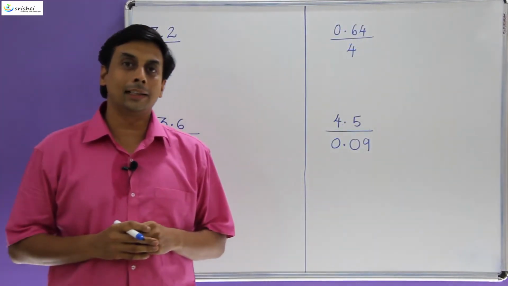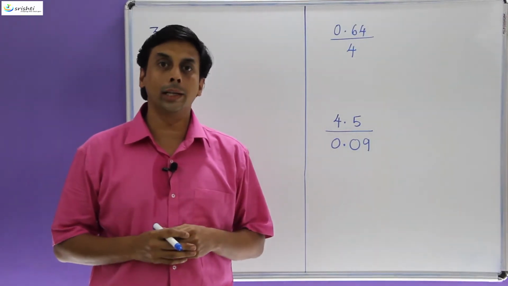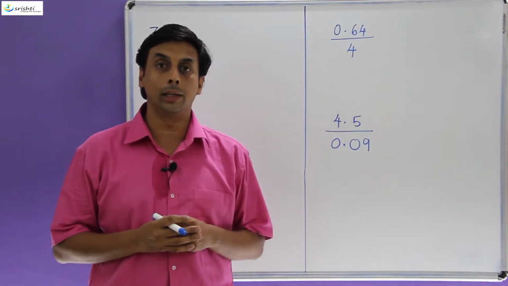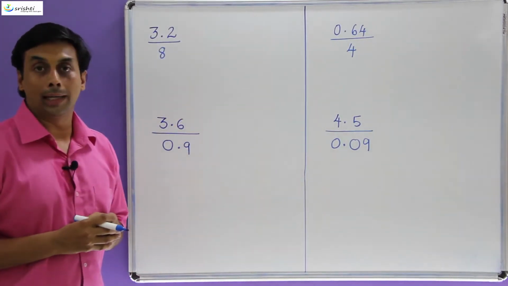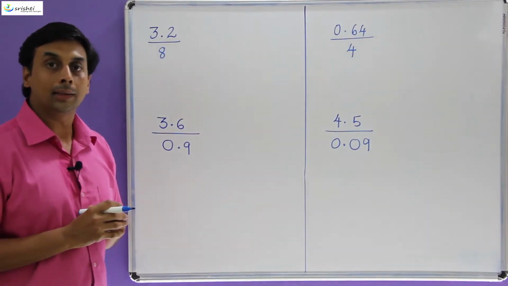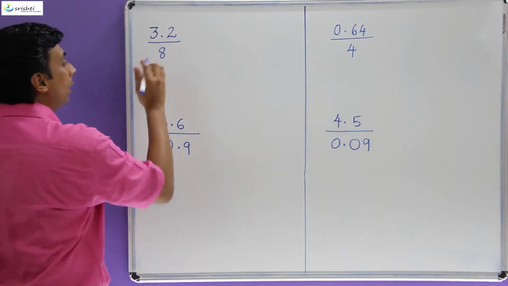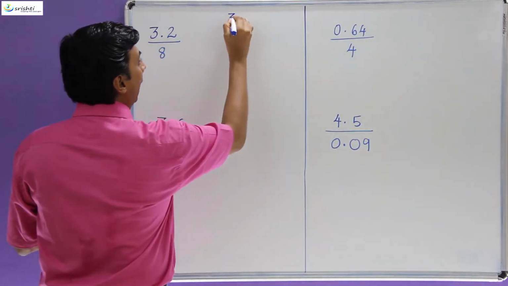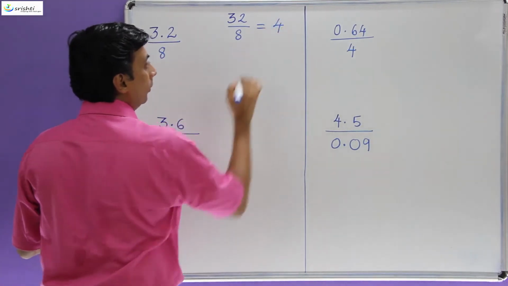So let's understand the rationale behind decimal division. Let's understand how to do it and why we do it in a certain way. The first question is 3.2 divided by 8. For the time being, let's ignore that there is 3.2. Let's assume that it is 32. So how much is 32 divided by 8? We know that 32 divided by 8 is going to be 4, isn't it?